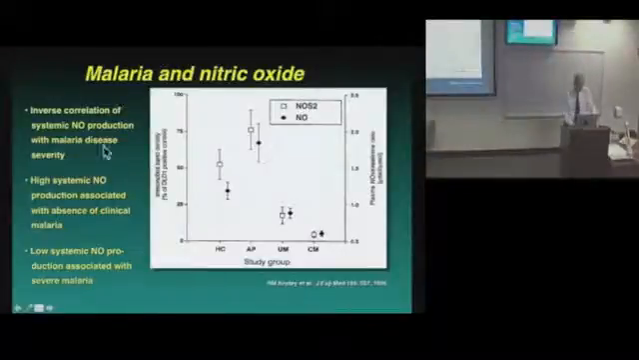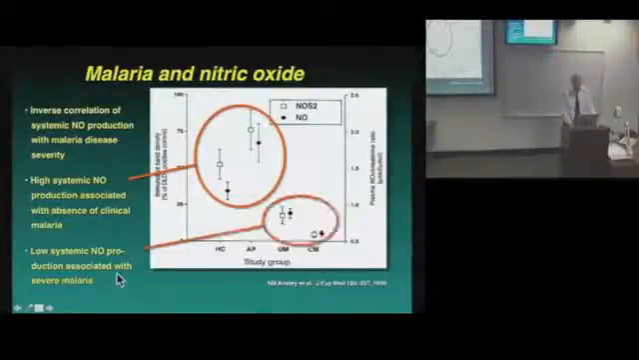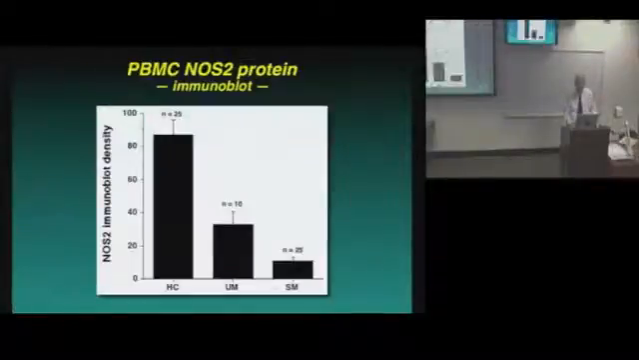And in general, there was sort of an inverse correlation of systemic nitric oxide production with malaria disease severity. If you had high levels, it was associated with absence of any clinical disease, either with the healthy controls or the asymptomatic parasitemias. The square here is the amount of the NOS protein, and the diamond is the amount of nitric oxide that we measure. Likewise, or contrary, I guess, low systemic nitric oxide production was associated with clinical disease, like uncomplicated malaria. People come in with fever and chills, need to be hospitalized, or cerebral malaria.